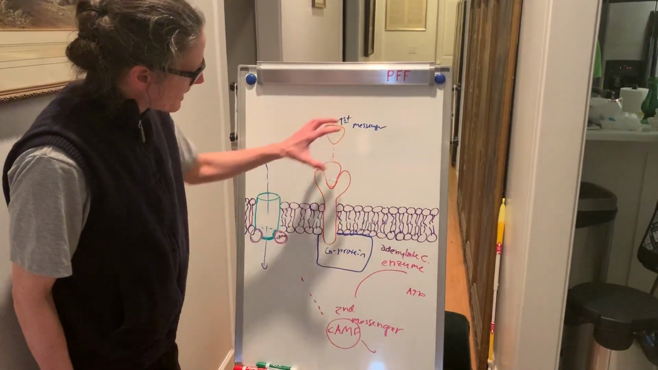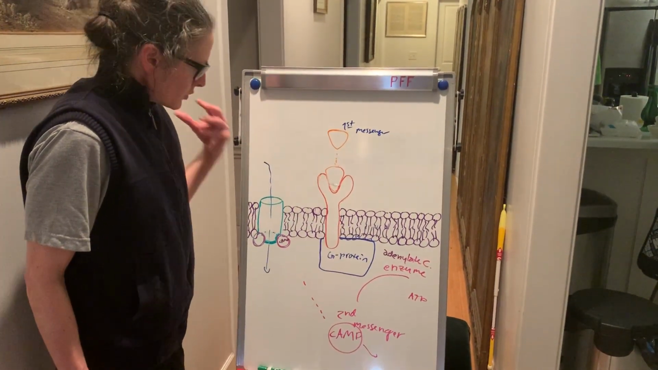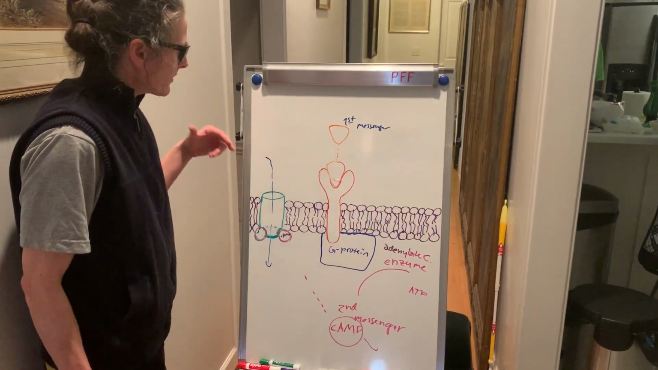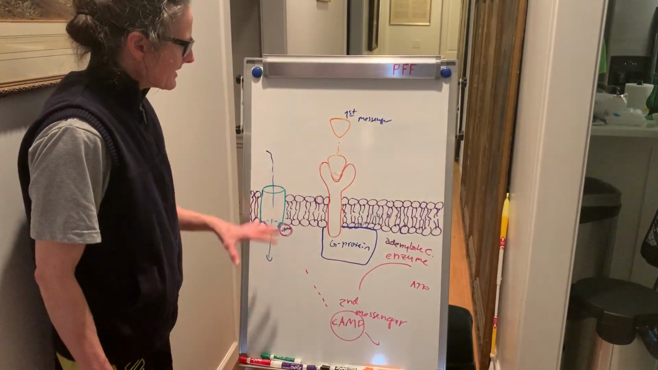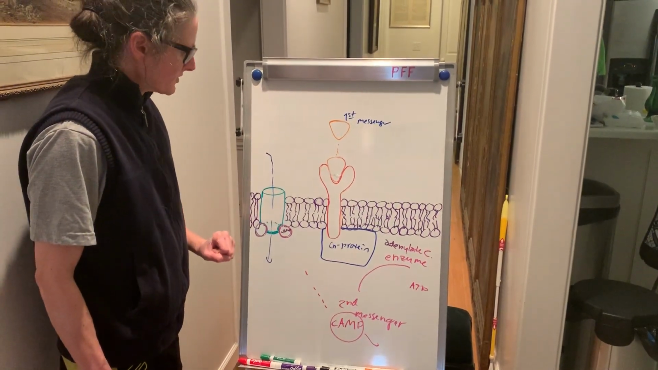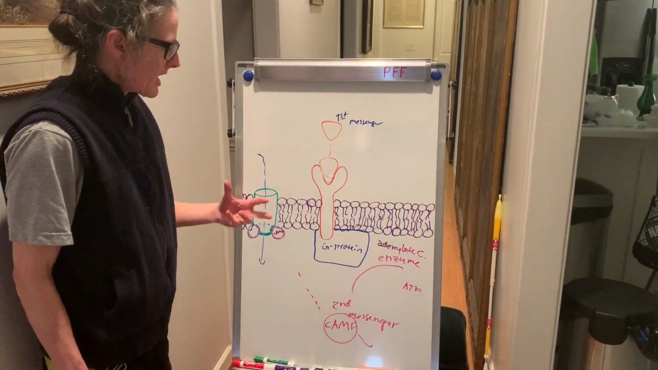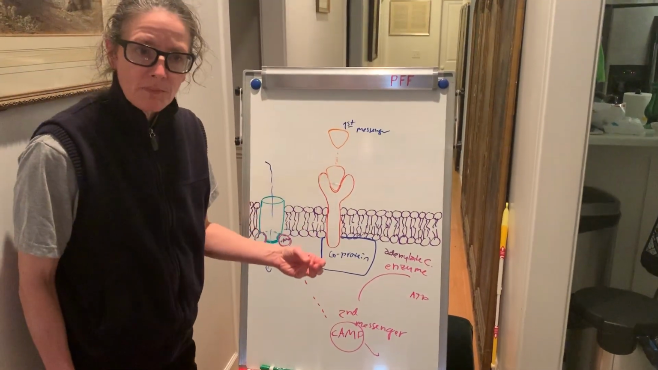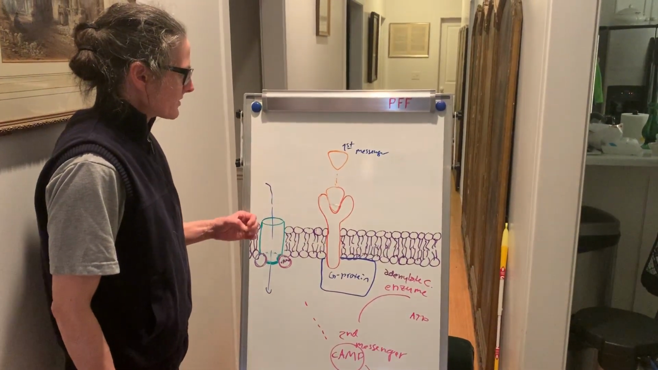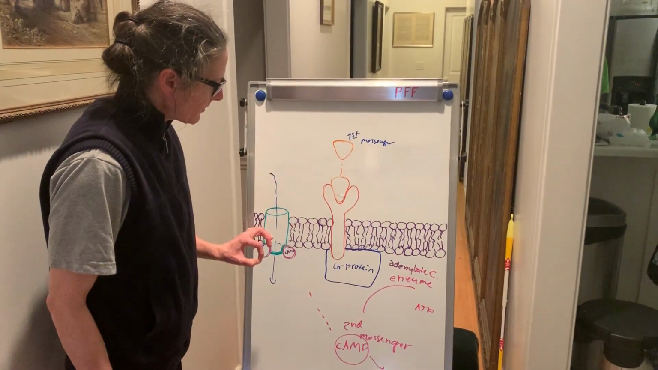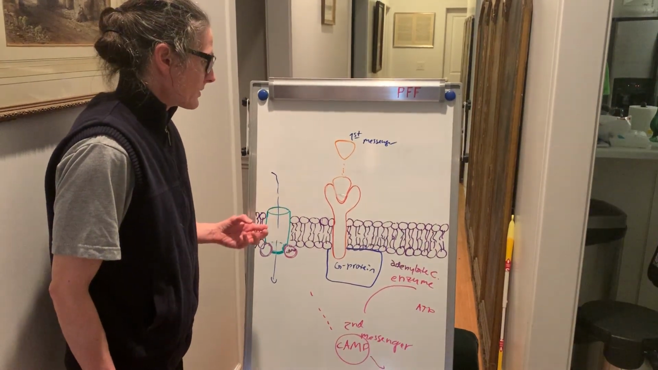Now I've shown you one very ubiquitous example of a second messenger system. This is one of the first ones that we study. In reality, there are many second messenger systems. Sometimes the second messenger is cyclic GMP. Sometimes the second messenger could be calcium. There are many, many second messengers and many, many second messenger systems, but this is one of the most common ones that we see and one of the first ones that we study.